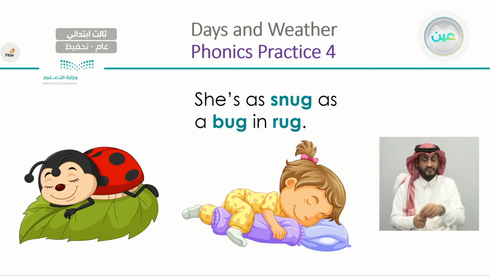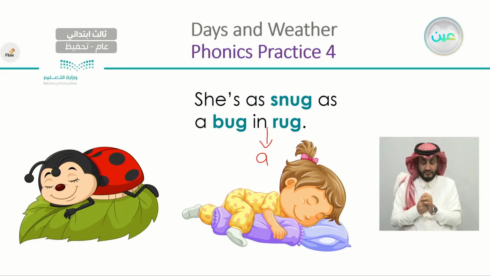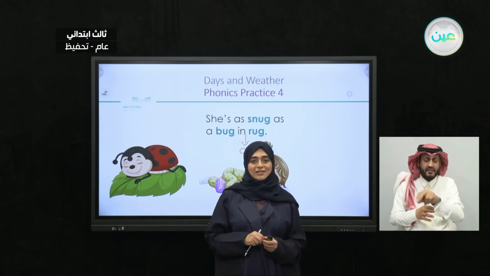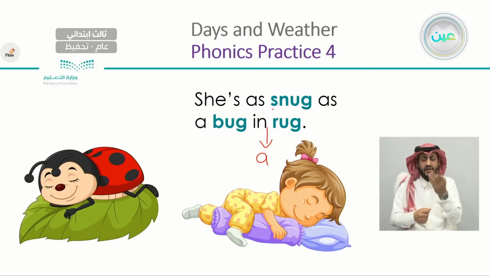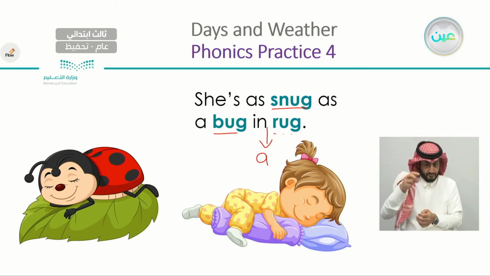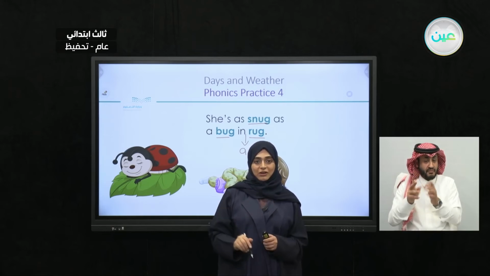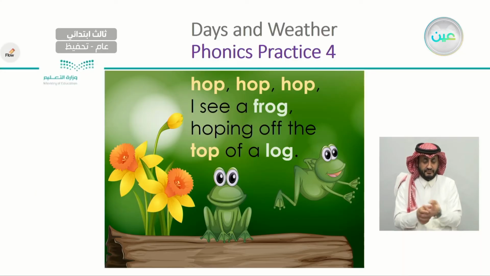Let's read this together. What does it say? She's as snug as a bug in a rug. It's supposed to be an A here. She's as snug as a bug in a rug. Usually we say this expression when someone's really sleeping tightly. Let's look at the words that rhyme. Can you read with me? Snug, bug, and rug. What vowel do you see? U. Is it short or long? It's short. Excellent.